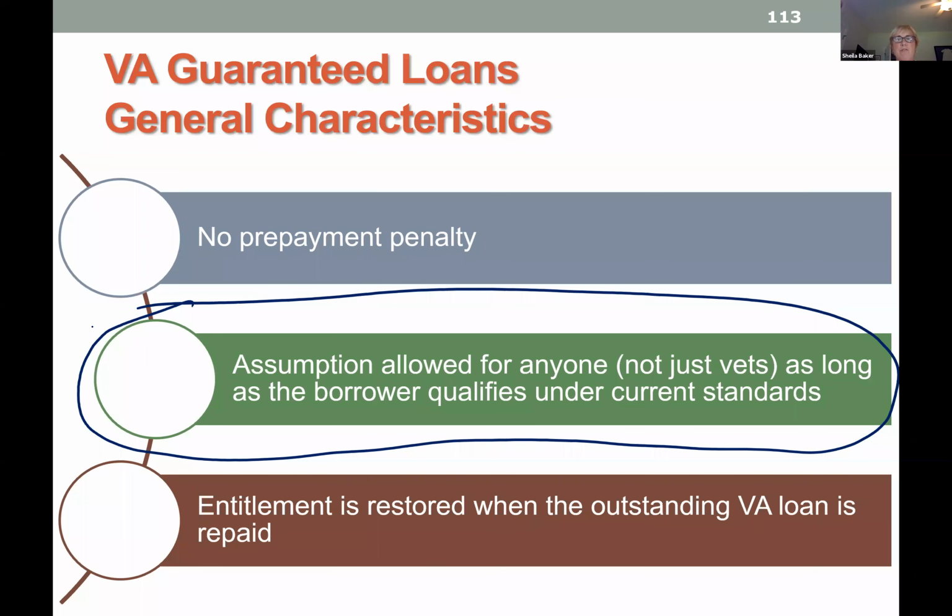Is there any name for a VA appraisal or just an appraisal? It's called a certificate of reasonable value. The VA appraisal is not actually called an appraisal. It's called a CRV, a certificate of reasonable value.